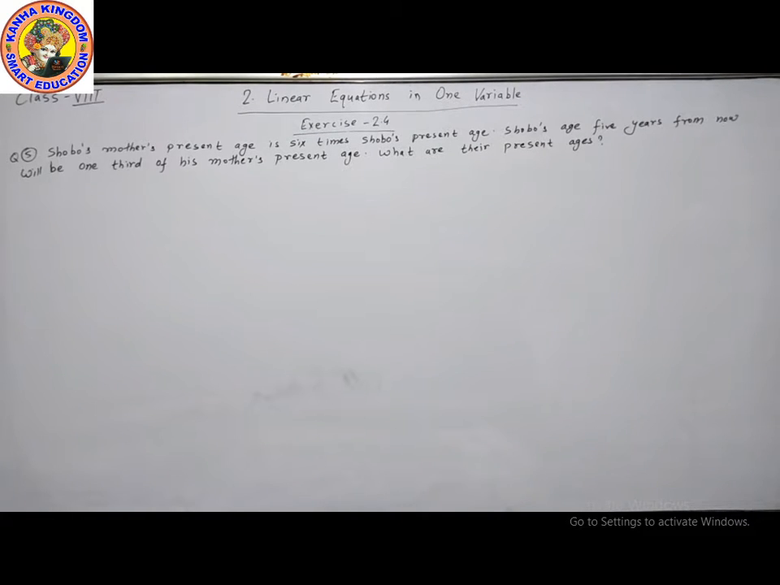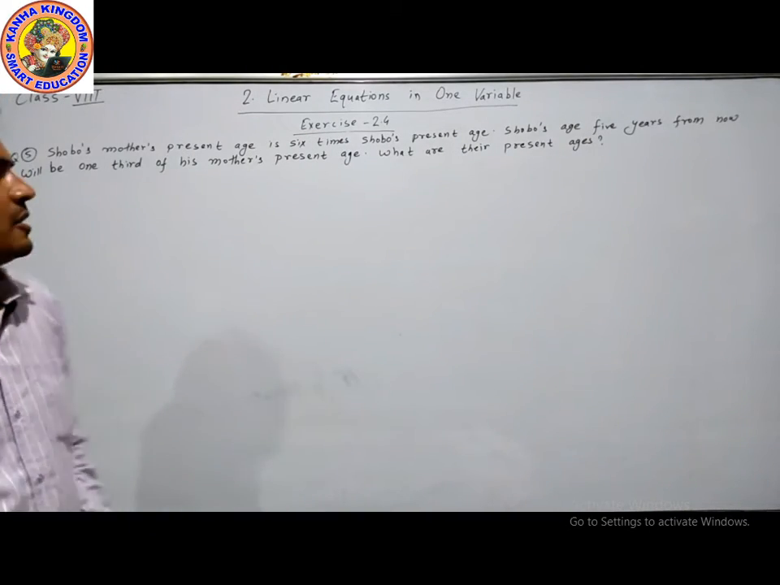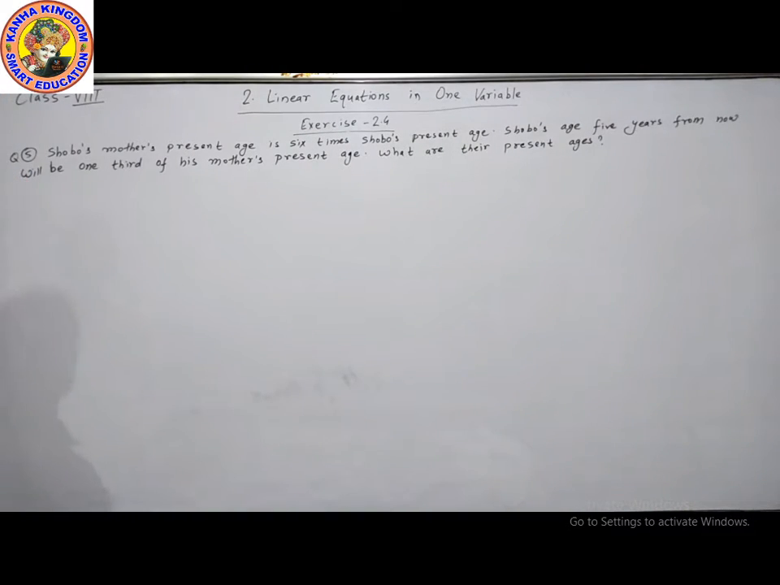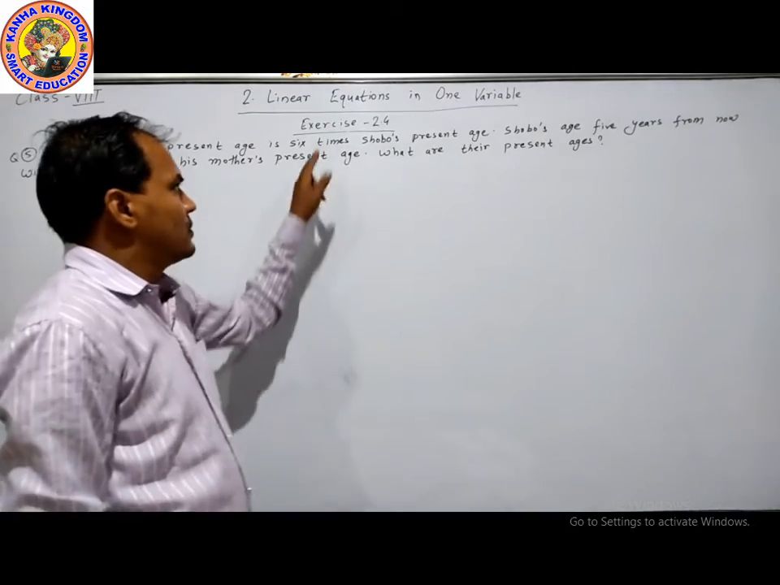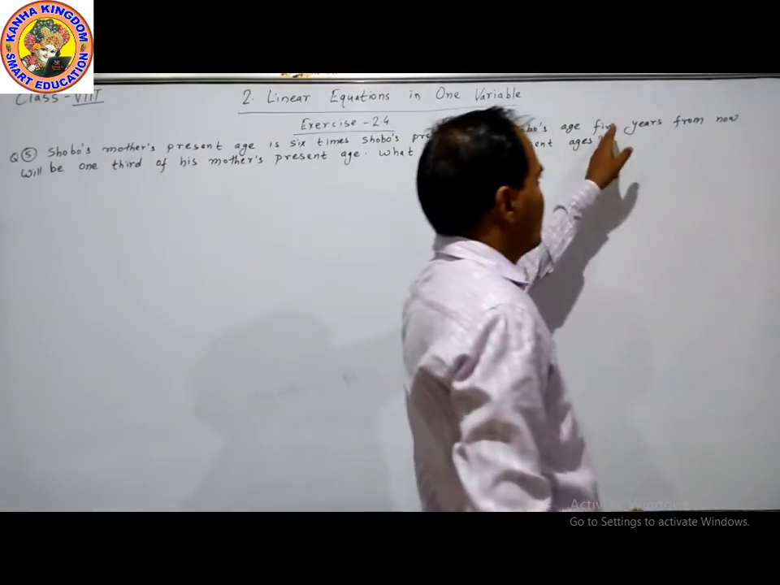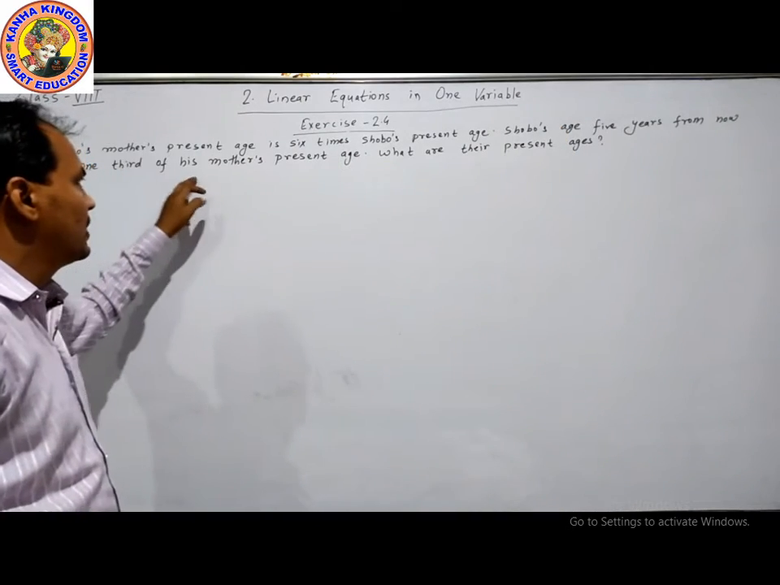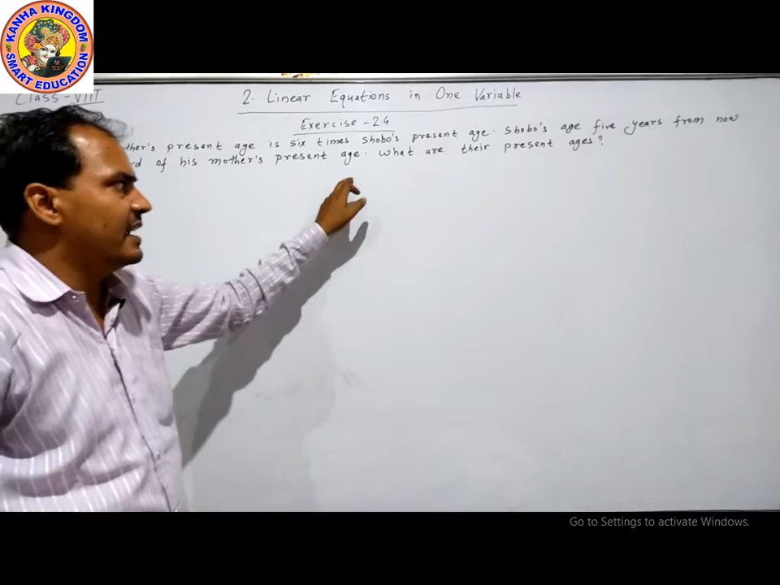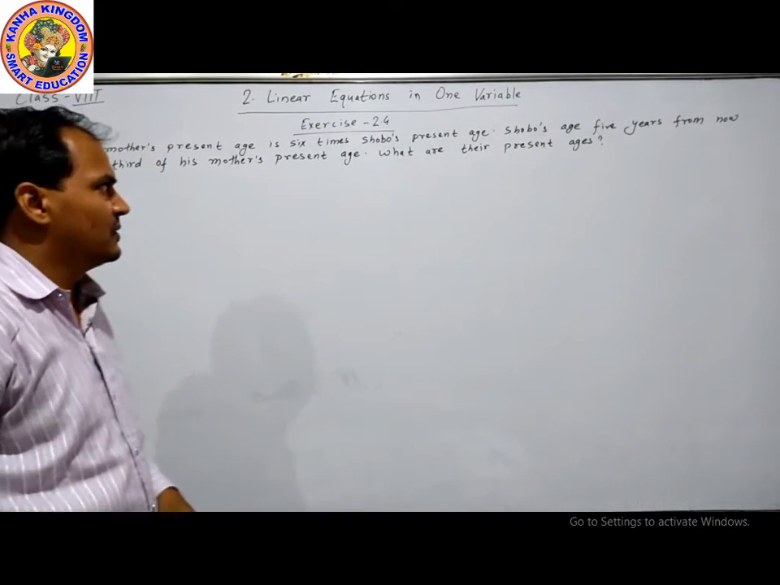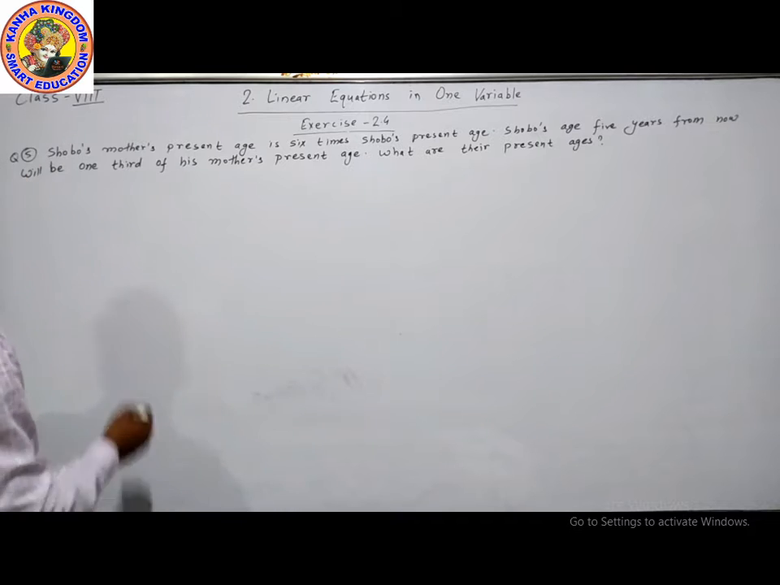So students, our next question is question number 5. Suppose mother's present age is 6 times Sobo's age, and Sobo's age 5 years from now will be 1/3 of his mother's present age. What is Sobo's present age and mother's present age?